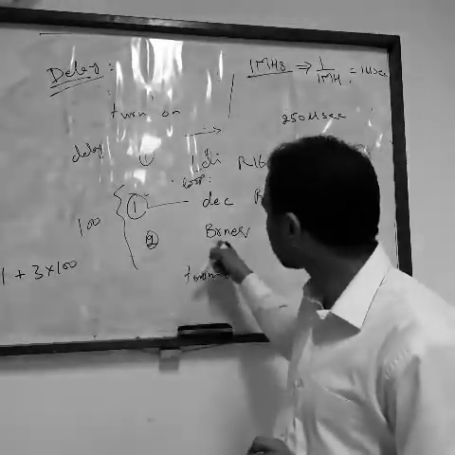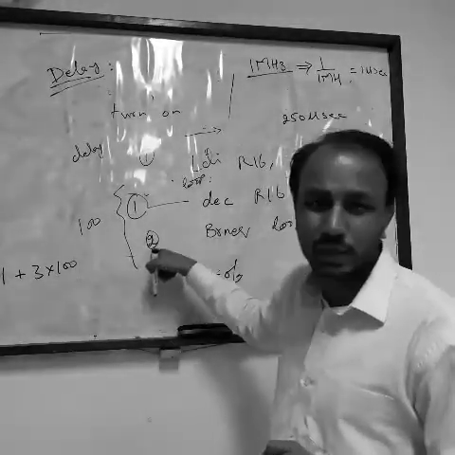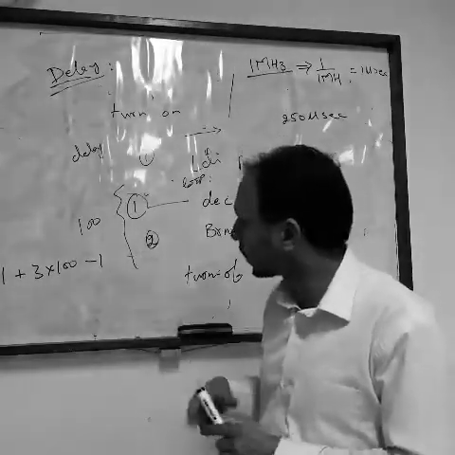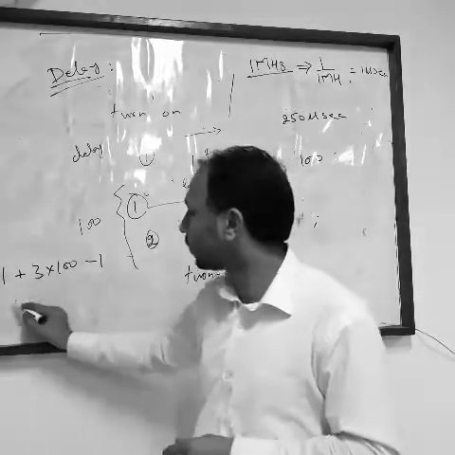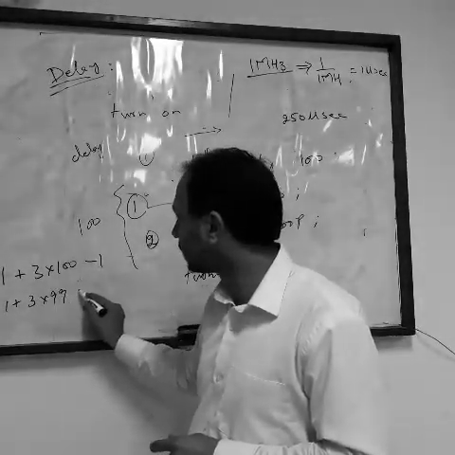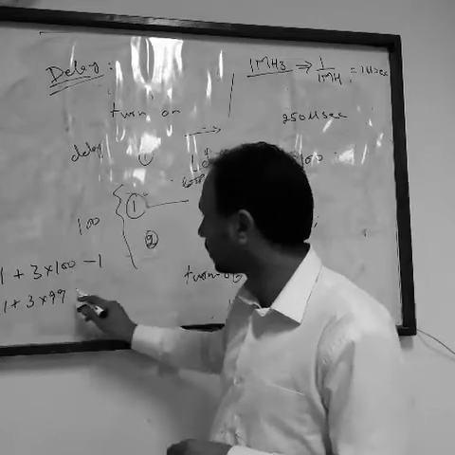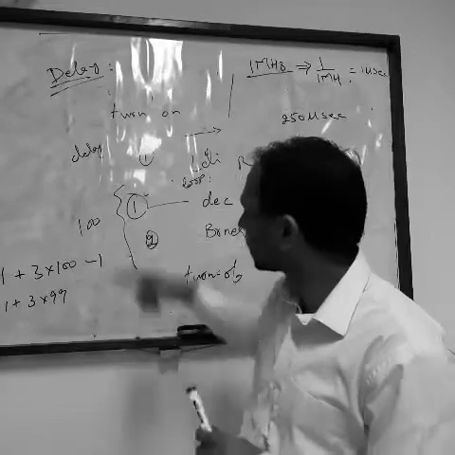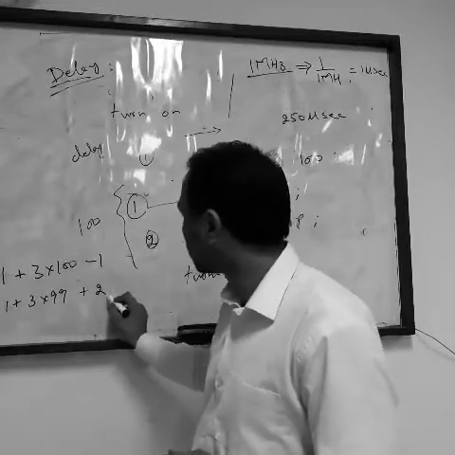But the last time, this will take minus 1 cycle because it will take only 1 cycle. So actually this is 1 plus 3 into 99, because 2 plus 1 is 3, and the last time it will take 2 cycles.